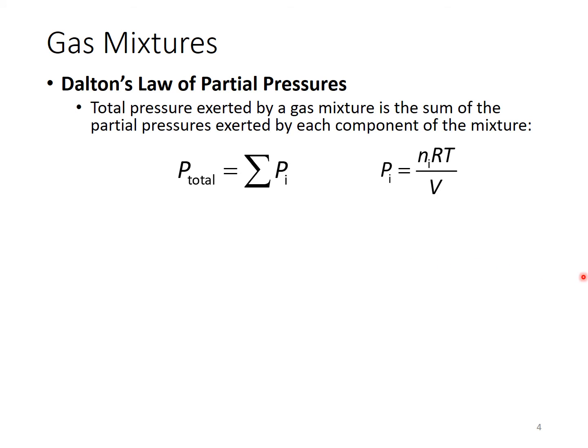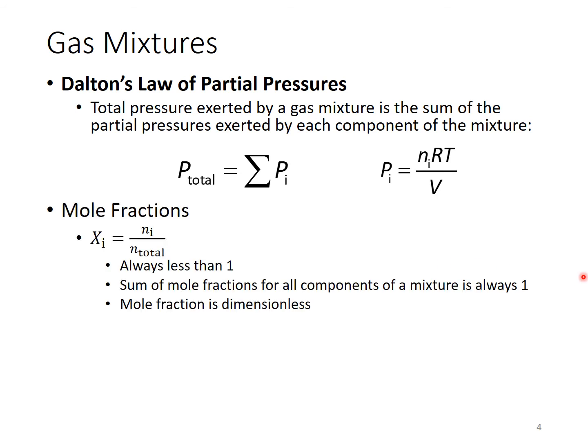Okay. This leads into another idea called the mole fraction. So the mole fraction, it's this capital X sort of thing. It's a chi. So this is just the molar fraction. It's the number of moles of that individual gas divided by the total moles of gas. It's always going to be less than 1. So therefore the sum of the mole fractions for all components of the mixture is always 1. And these molar fractions are dimensionless because it's moles divided by moles.